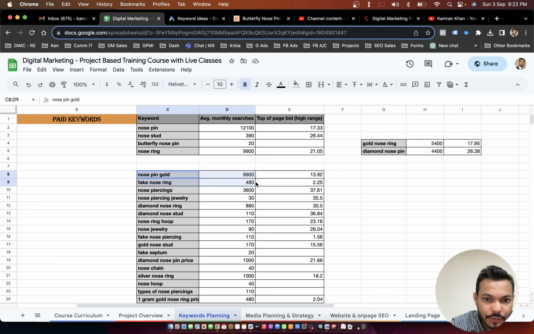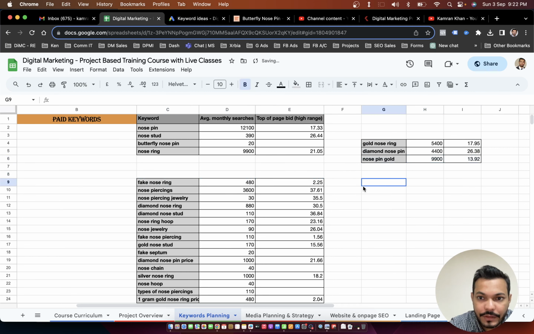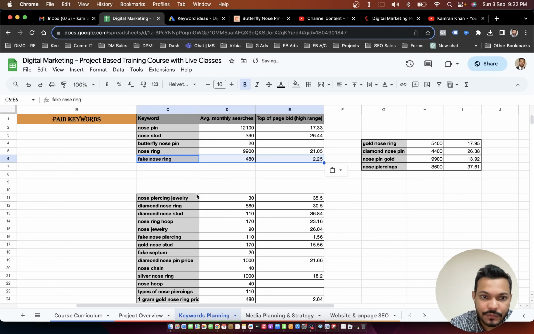Then we have nose pin gold going in the same category. Then we have fake nose ring, nose piercings. Again, we don't need that. Nose piercing jewelry, that's fine. Diamond nose ring, diamond nose studs, nose jewelry. Okay, so we have a good amount of keywords over here. Let's go with 10 keywords as of now. 1, 2, 3, 4, 5.